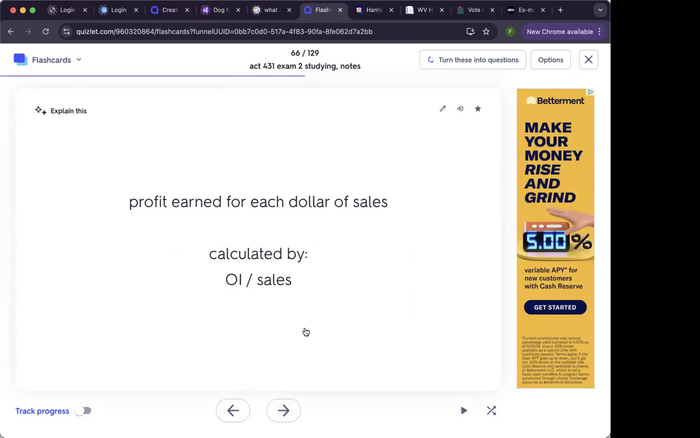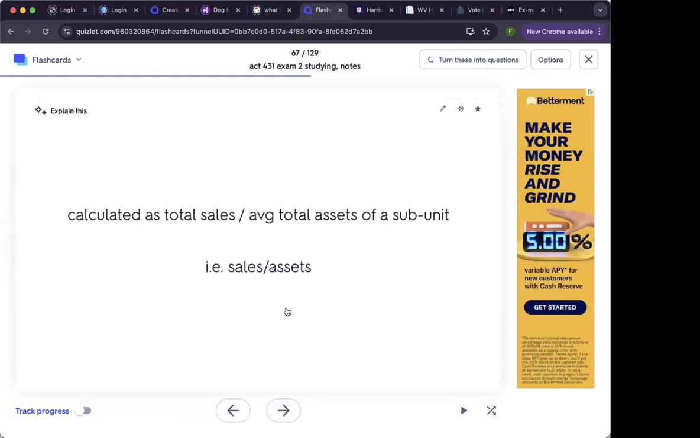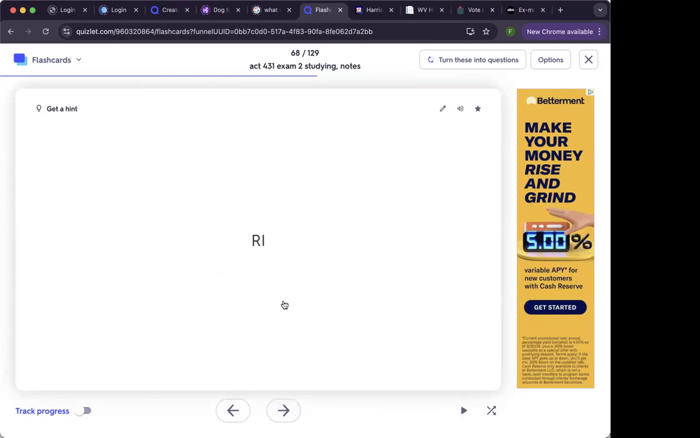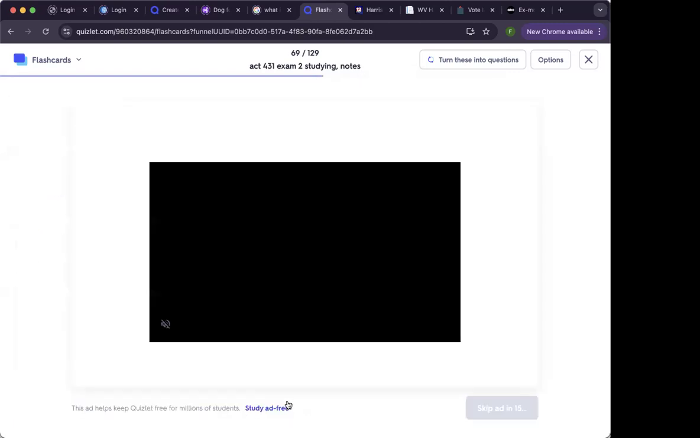Return on sales. Profit earned for each dollar of sales, calculated by OI divided by sales. Asset turnover. Calculates total sales divided by average total assets of a subunit, i.e. sales divided by assets. RI, residual income, is a measure of a subunit's or organization's financial success. It measures the amount of net income from an investment in assets that remains after the investment has been recovered. RI equals OI minus imputed investment cost.